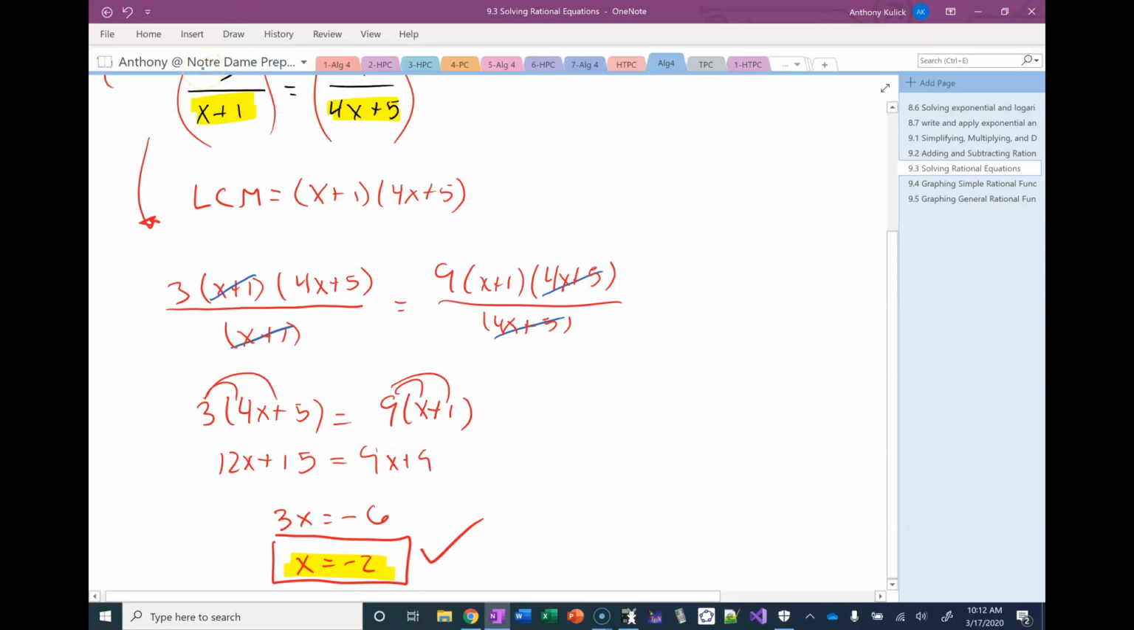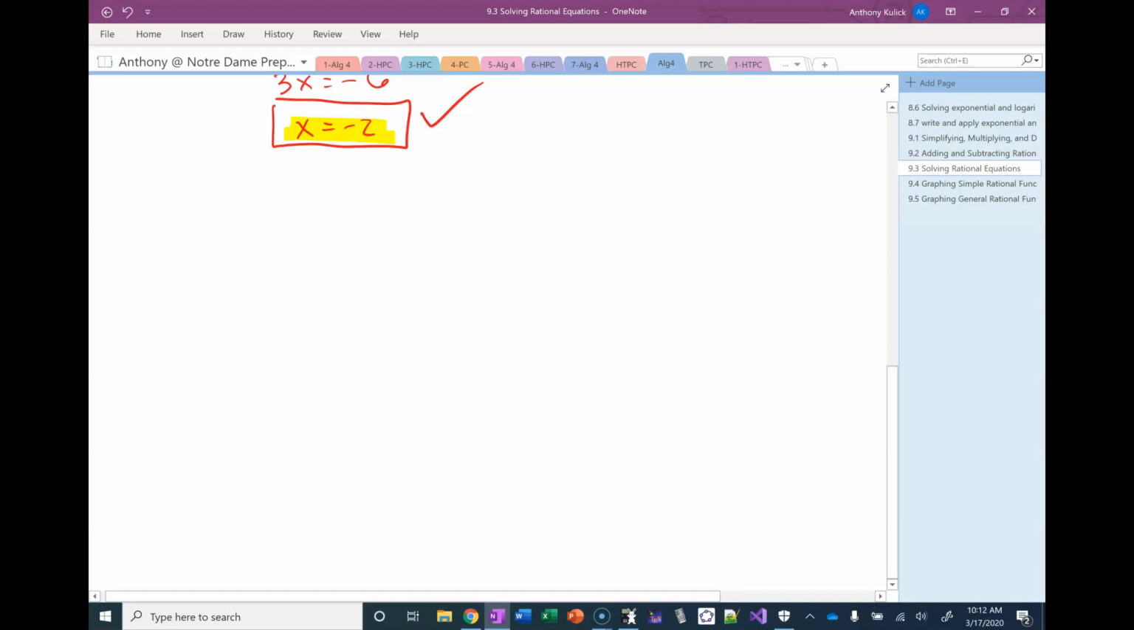Let's do another example. So let's say we have 5 over x plus 7 over 4 equals negative 9 over x. Okay. So if I look at this, the first thing I want to do is look at the least common multiple of my denominators. So if I look here at my denominators, I see two distinct factors. I see x's, and then I see a 4.